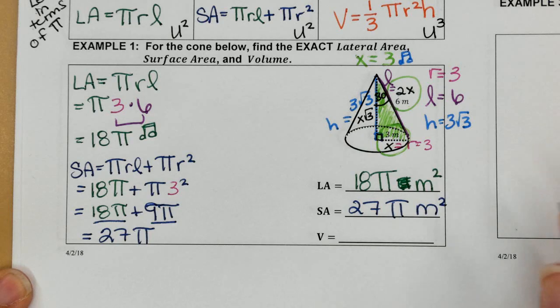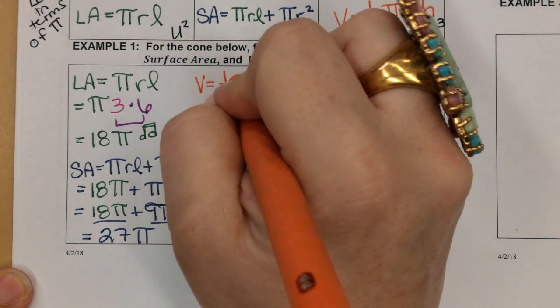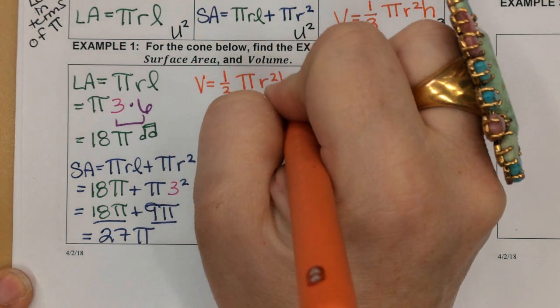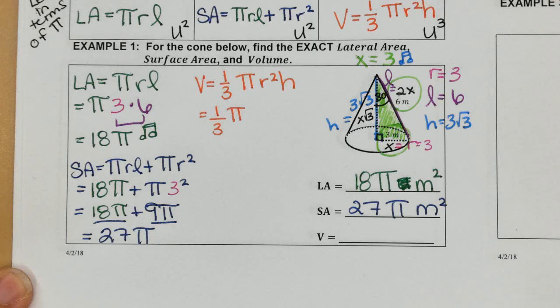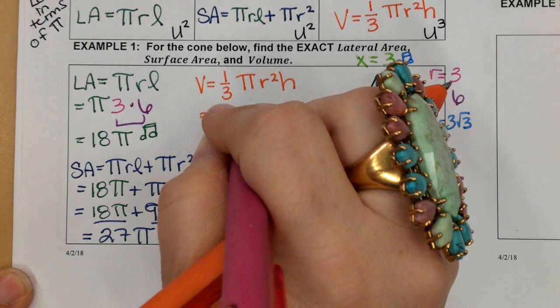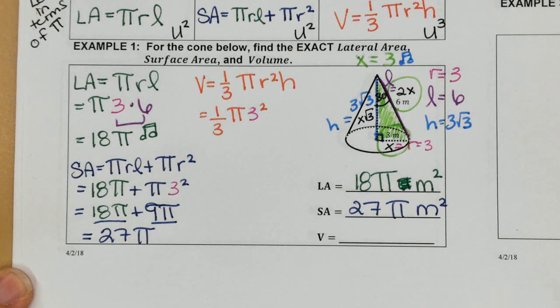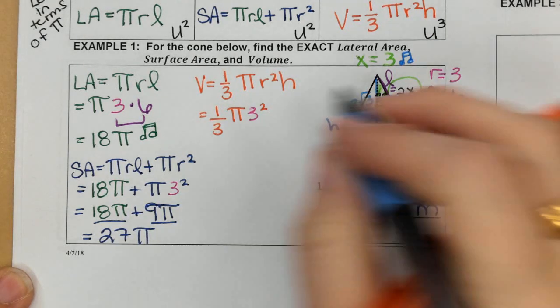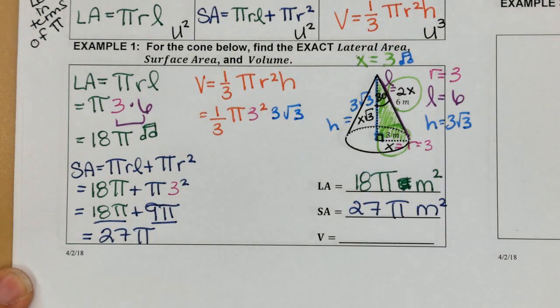And then we have volume. Volume we found out is 1/3 pi r squared h. The radius is 3, and my height is 3 square root of 3.